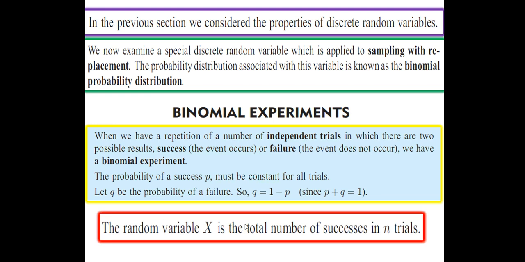The random variable X is the total number of successes in n trials. So n is how many times you repeated the experiment. So the binomial distribution, what's it all about?